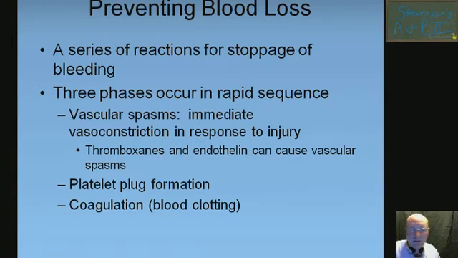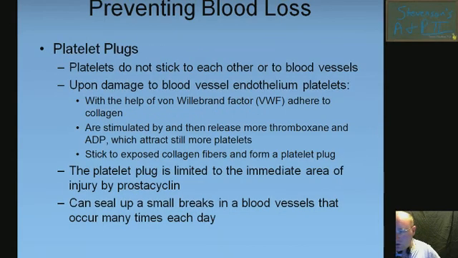Vascular spasms are immediate, and vasoconstriction helps to slow down the movement of that blood and to keep it from flowing. Okay, thromboxanes and endothelin can then cause the vascular spasms, and then you have the platelets come in and start to form together and get really bunched up because they can't really slide past. Platelet plug formation. And then eventually on top of that, you have more things coming in, the complement system, and that causes coagulation.